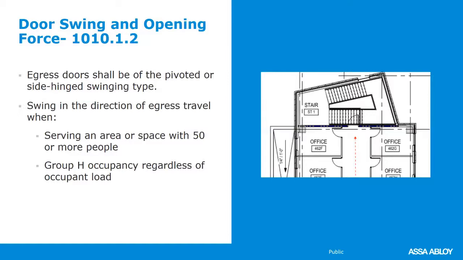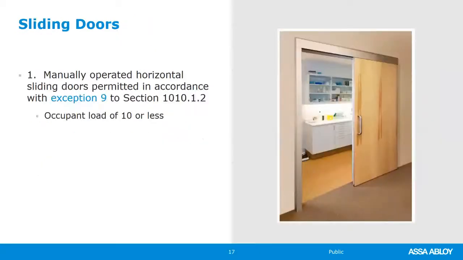One exception that you're going to see a lot in healthcare and hospitals is manually operated horizontal sliding doors. This is the new right slide. It can be acoustical or non-acoustical, can be used for individual offices or any exam or patient area where you've got less than 10 people. You can have a sliding door.